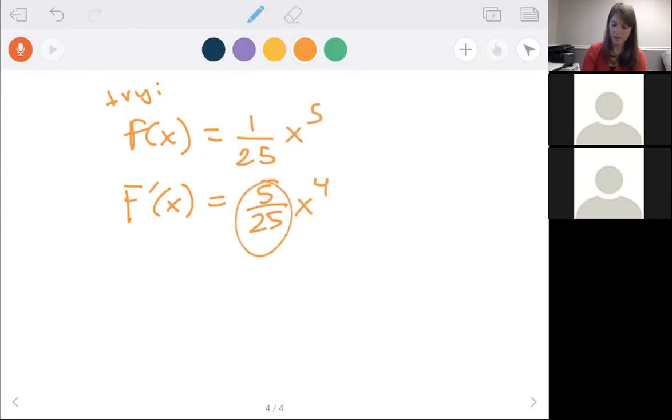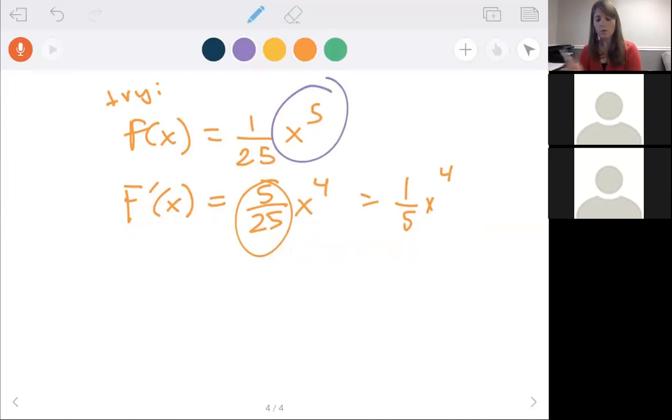So if we reduce that, now that 5 over 25 is going to be the 1/5 that we need. So what's happening here is, if you can figure out what the power should be, we just need to manipulate the constants at that point. So let's go back to this one and make sure we're answering the question with the correct vocabulary.